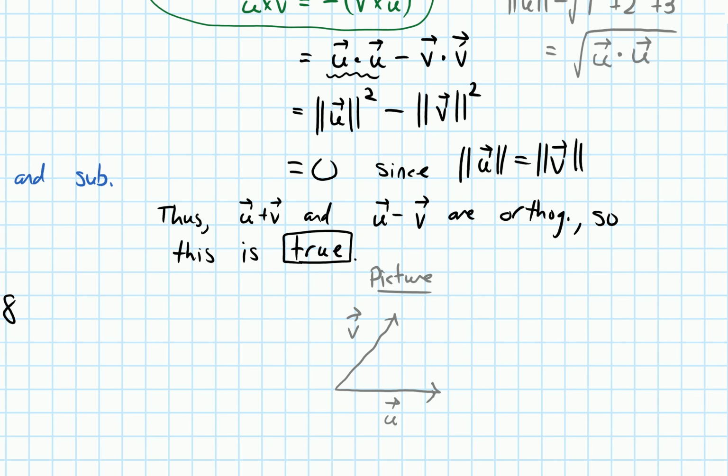When we look at u plus v, to add two vectors, I use the parallelogram rule. And u plus v would end up being this vector. That's u plus v. With u minus v, it has its tail at the head of v, and then it goes like this. Its head is at the head of u. That is u minus v.